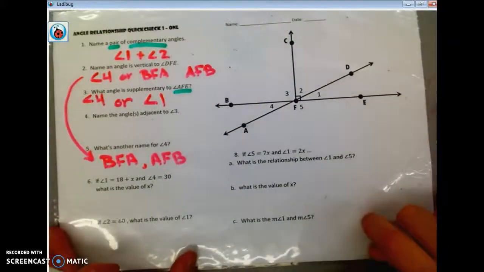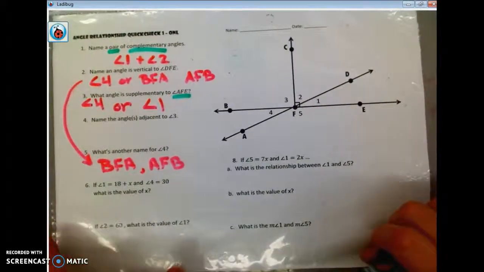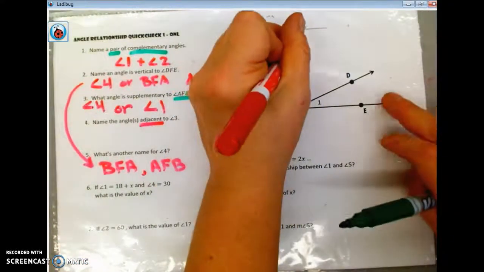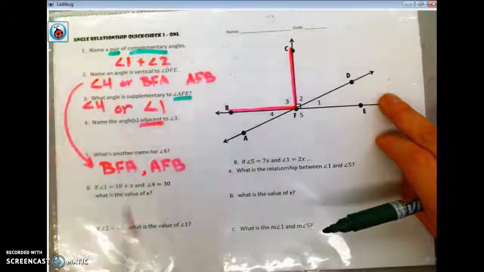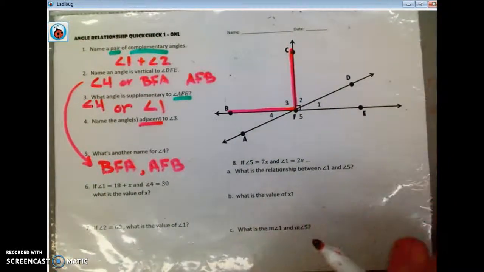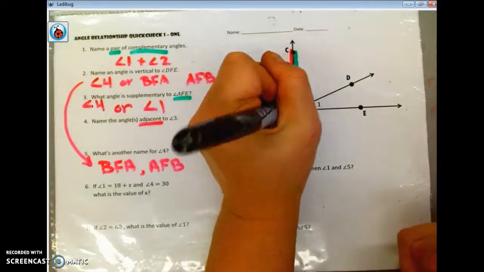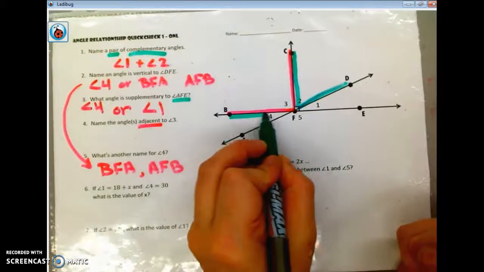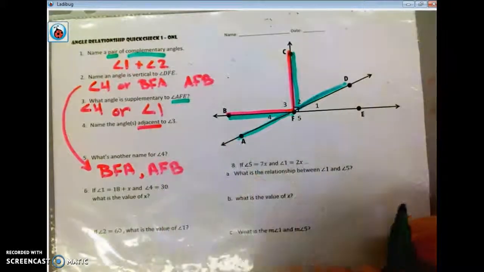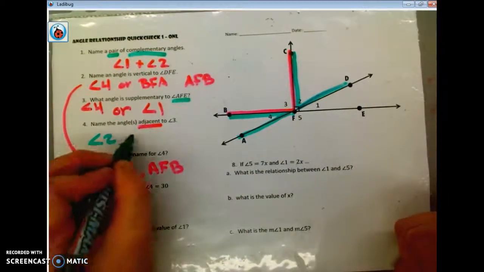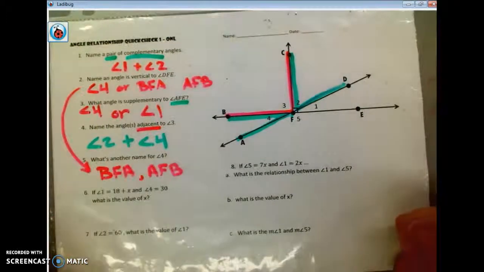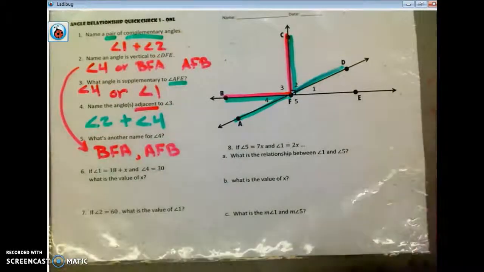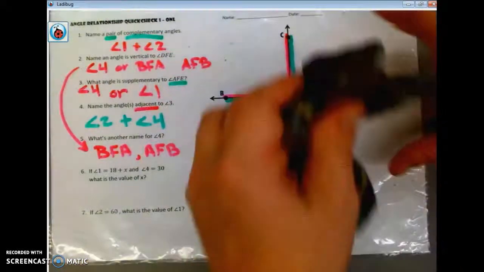Then it says, name the angles adjacent to angle 3. Adjacent means next to. So let's highlight angle 3. There's angle 3. Well, which ones are next to it? We have angle 2 is next to it, shares a side and a vertex. And angle 4 shares a side and a vertex as well. So angle 2 and angle 4 are both adjacent to angle 3. Alrighty.